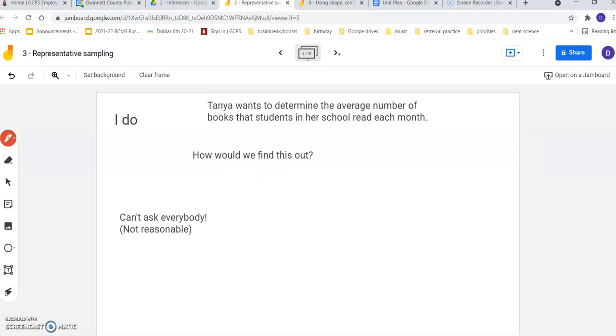And what's hard about this is that with a whole school, a lot of the time you can't ask everybody. It's not reasonable to try to answer that question by asking every single student in an entire school how many books they read each month. In statistics, whenever we talk about everybody, we call it a population. And most of the time, we can't ask everybody. It's just not reasonable. If she wants to know about her whole school, good luck getting every single student to answer that question. The population is not going to be a reasonable group of people to ask.